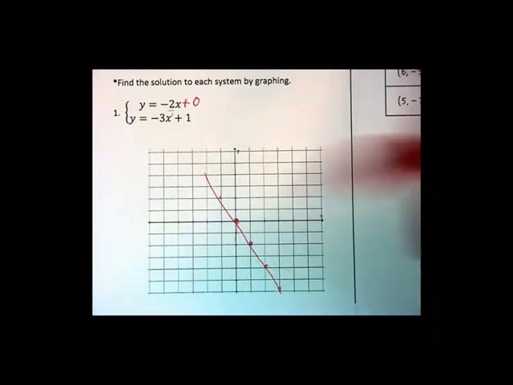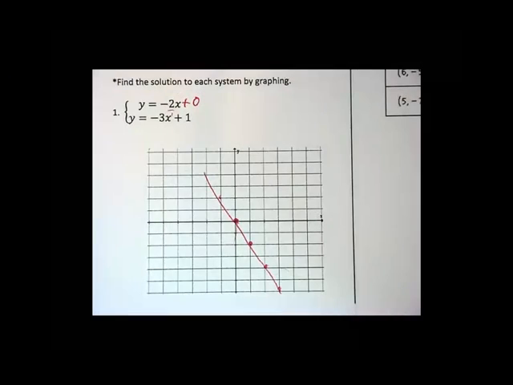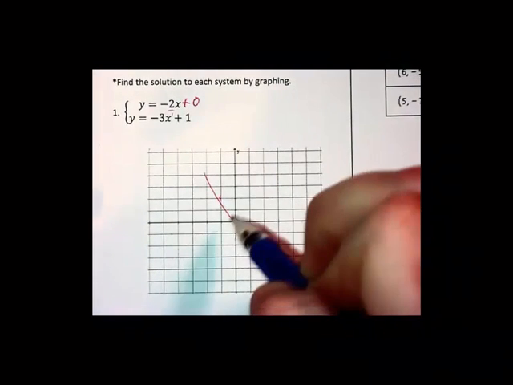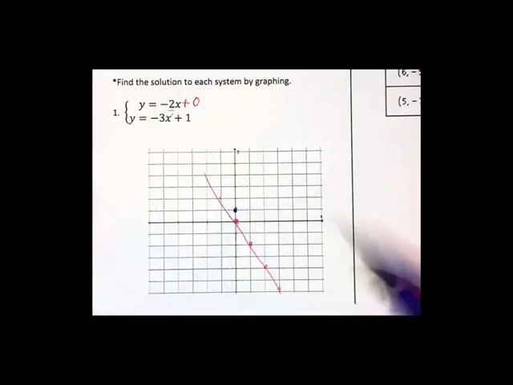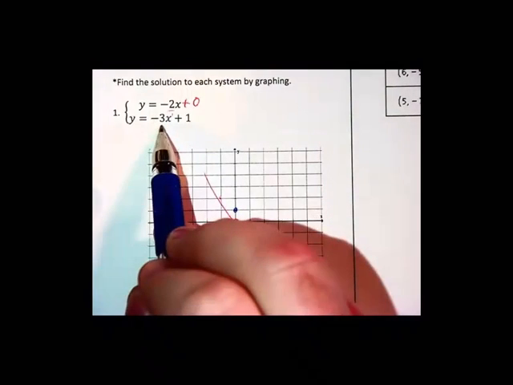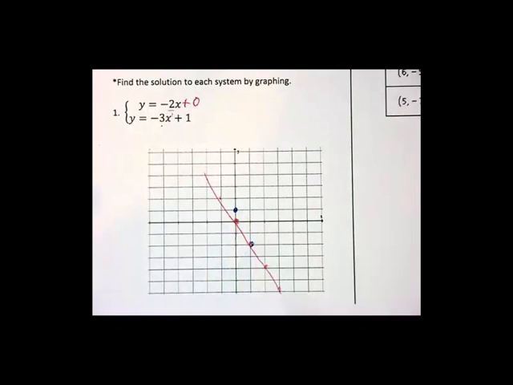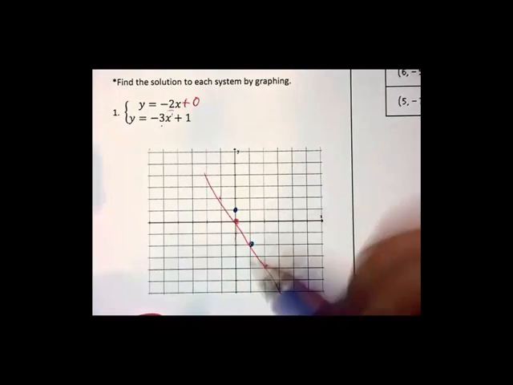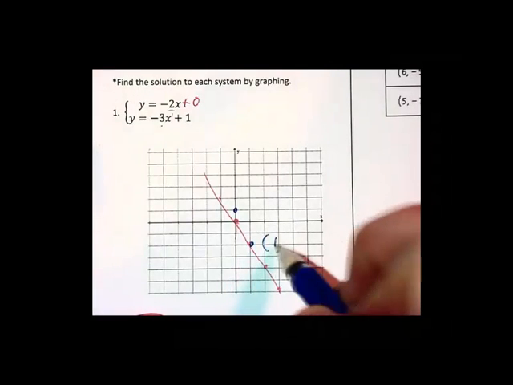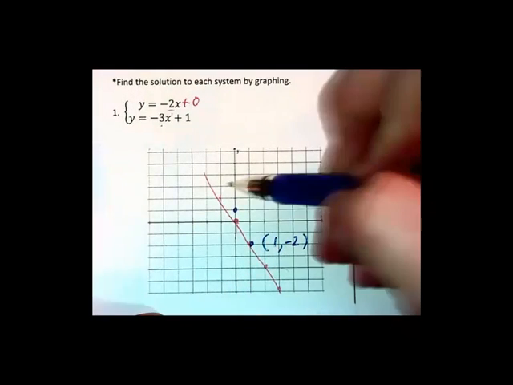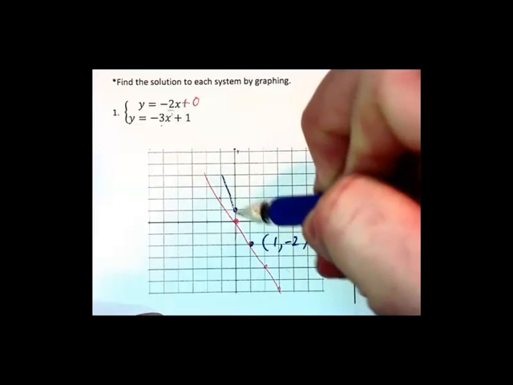Our second equation is also in slope-intercept form. It has a y-intercept at 1, and this time it has a slope of negative 3, or negative 3 over 1. And we're going to go down 3 and over 1. And we see that these two lines are going to intersect at the point 1 comma negative 2, once we draw these two lines in.